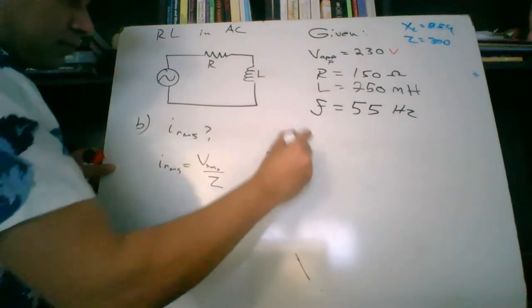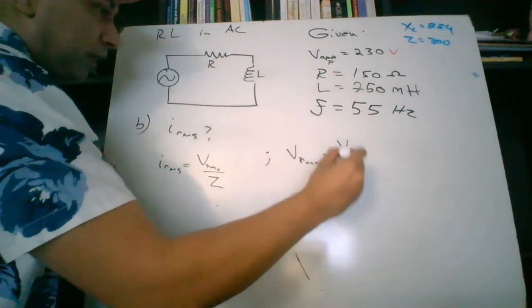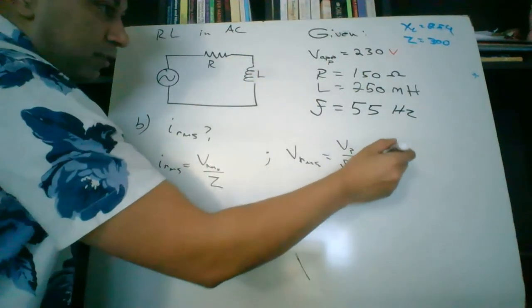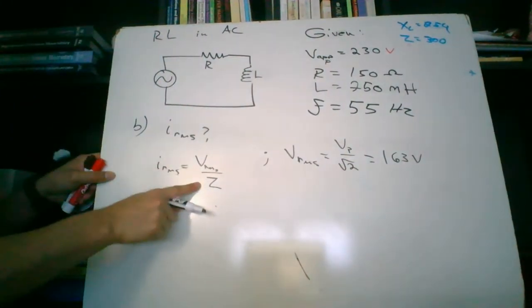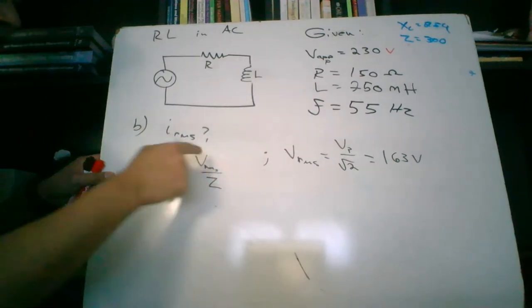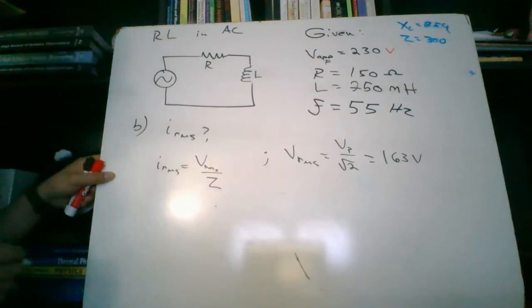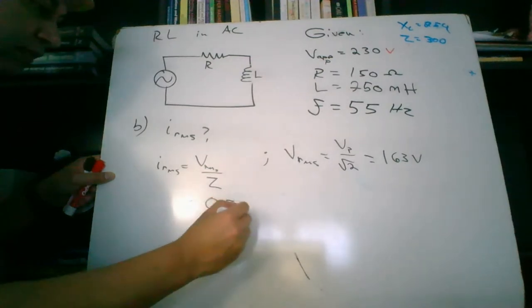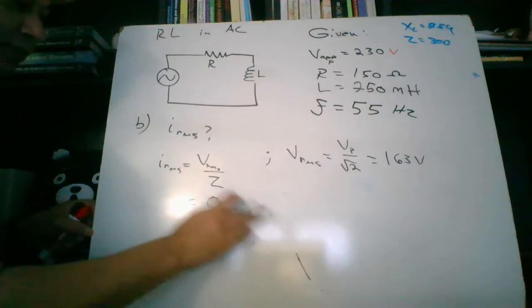VRMS is equal to the peak voltage divided by the square root of 2. And we already did this. The peak voltage from the last question didn't change here. So it's going to be 163 volts. But what is going to be different is Z. So Z is now 300. And so when we plug in 163 divided by 300, we will get a root mean squared current of 0.543 amperes.